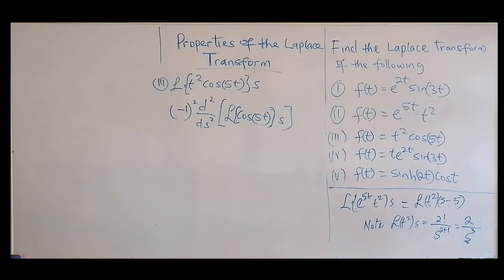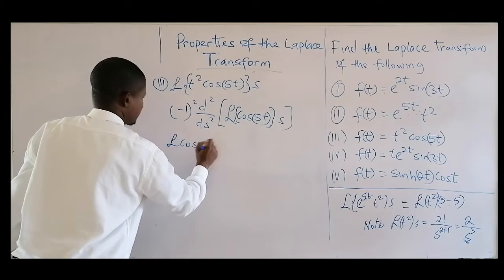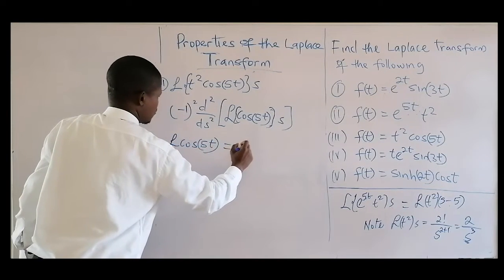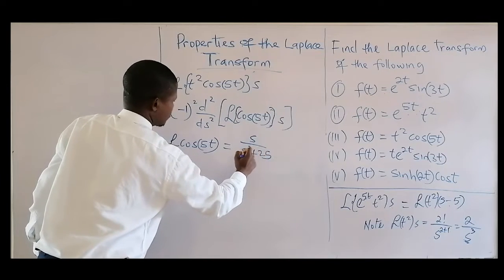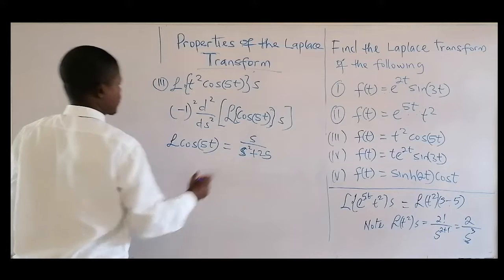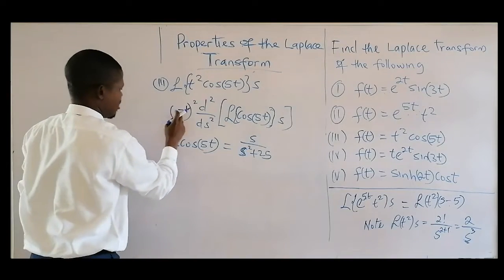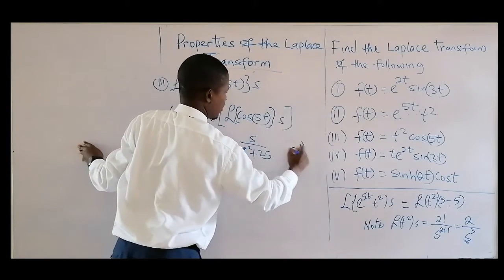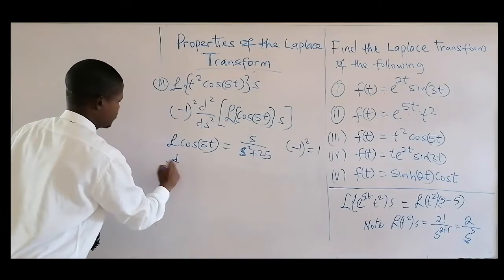First things first, let's get the Laplace of cos 5t. Step 1, Laplace of cos 5t will be equal to s over s squared plus 25. So that's the Laplace of cos 5t. That's the first step. Then the next step, don't forget minus 1 squared is 1, so this one has already become positive. Let's get the first differential.